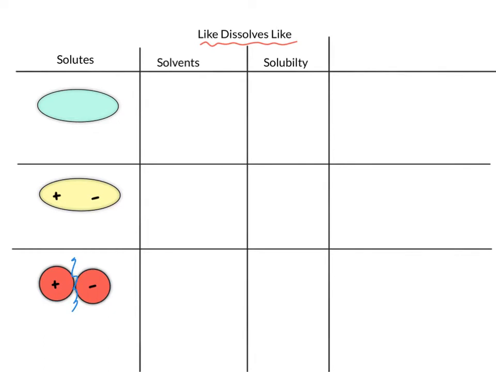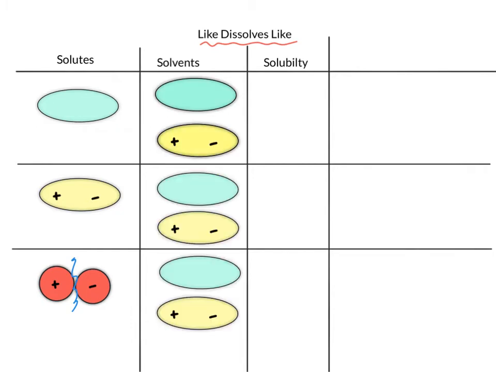For the solvents, we only really look at 2 types. The solvents can be either nonpolar or polar, represented in the same way we've seen before. We're going to compare each of the solutes, see how it interacts with the solvents, and that'll determine the solubility. Looking at our like dissolves like rule, we're going to see that the solute is nonpolar and the solvent is nonpolar. Those are similar to each other, so we would say that it is soluble. The solute is soluble in the solvent.